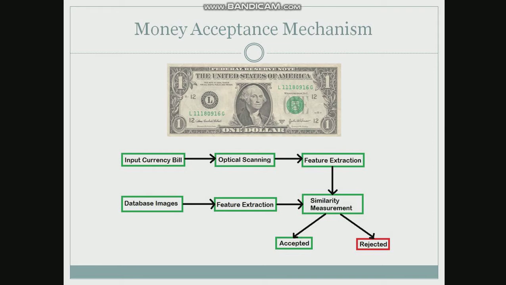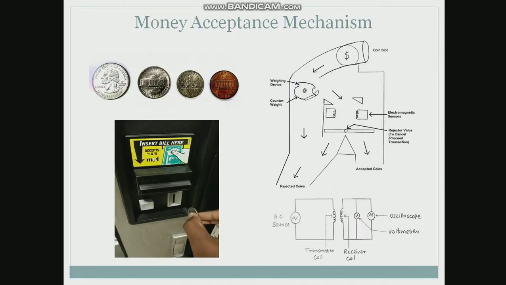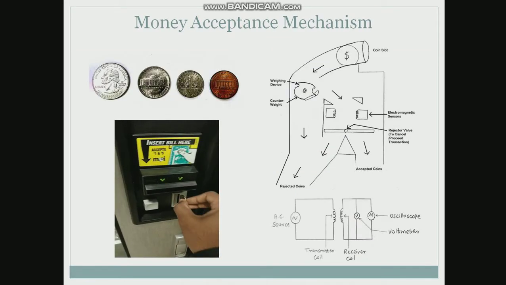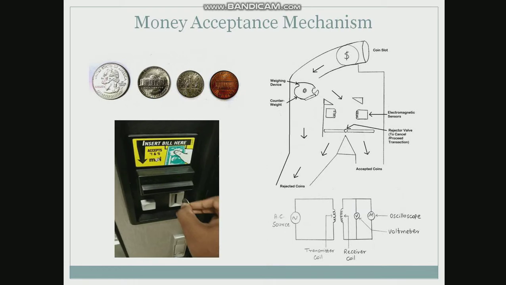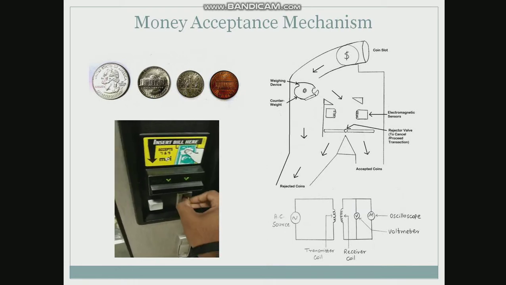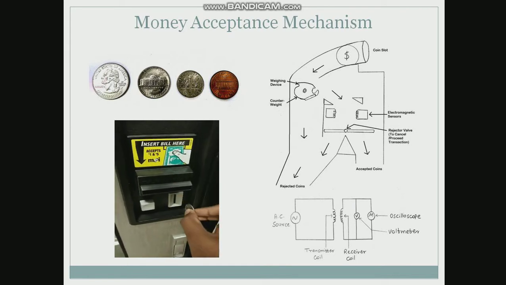For paper currency, LEDs are used to shine light on the bill and detect it using optical sensors, which is then compared with the images in the database to determine the denomination. The coin acceptance mechanism is a bit more complex, involving weight and electromagnetic sensors to segregate between coins. The oscilloscope in this mechanism sends the signal for acceptance or rejection based on its properties and deviation.